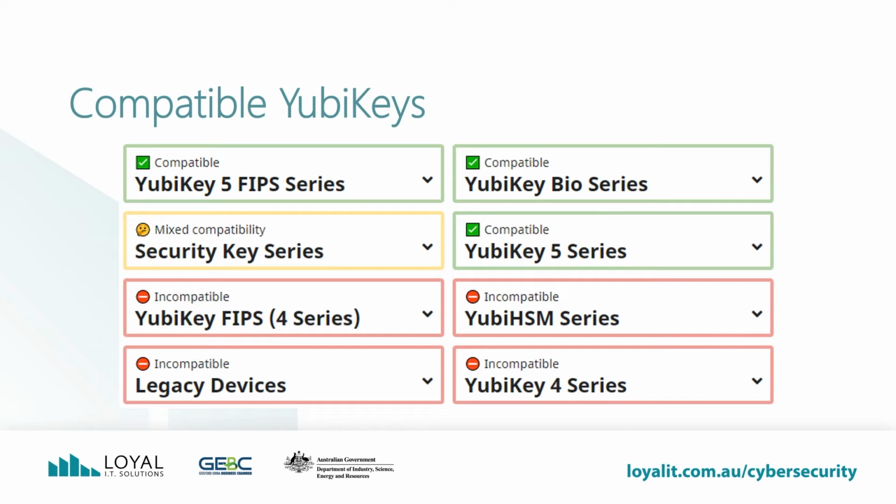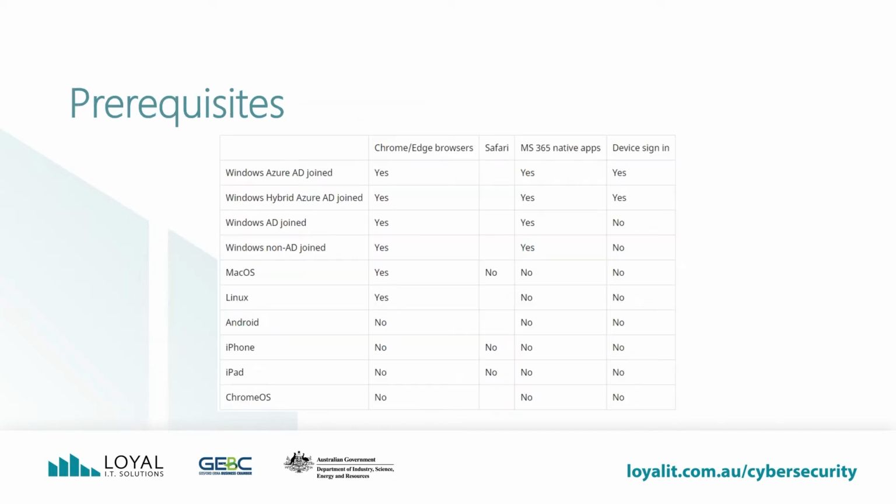For this to work, we need a Yubikey that supports the security standard FIDO2. I'll be using Yubikey Series 5 in this demonstration. These are the prerequisites for logging into Windows using your Microsoft 365 account and Yubikey. In this demonstration, we'll be looking at the top option, Windows Azure Active Directory Joined, which is one of the only options that allows you to sign into your device with your security key.